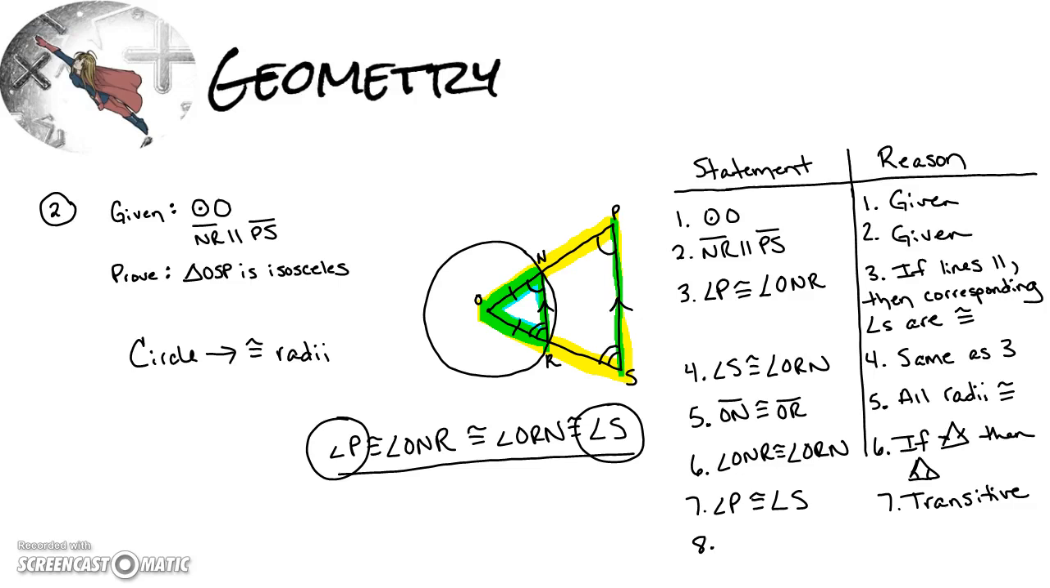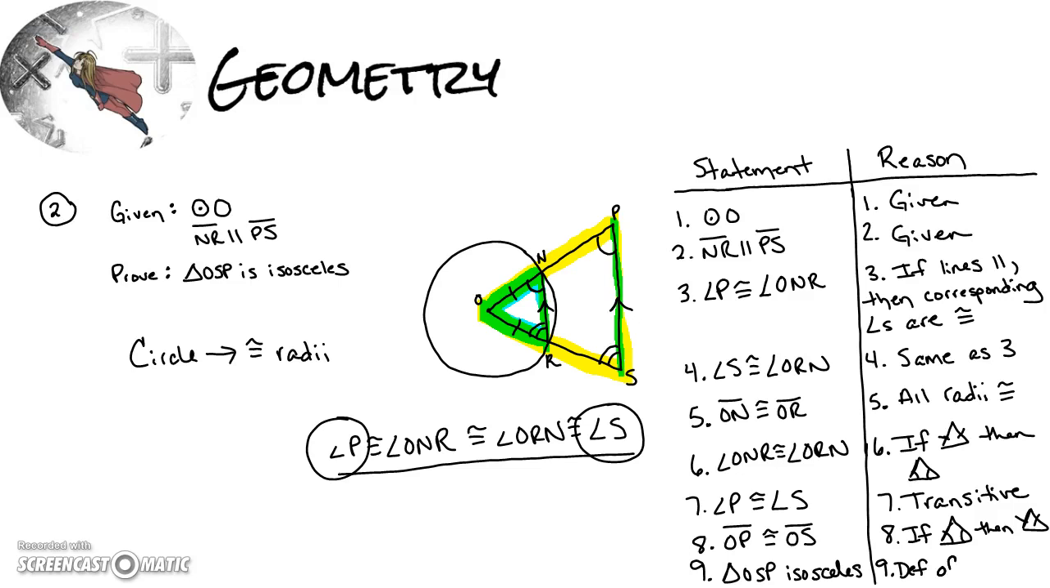Some teachers make you say that the sides are congruent first, so I'll do that just in case. We can list that OP is congruent to OS, and that's just because we had the angles congruent, so you can write that one step backwards. If angles, then sides, and then this is our final step, that triangle OSP is isosceles. And you could, most teachers let you just say definition of isosceles. It's because we have a triangle now with 2 congruent sides, and that's what an isosceles triangle is. And so that should be the final step for that proof.